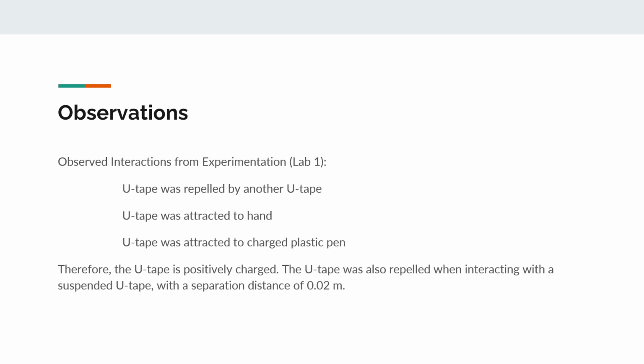Some observed interactions from the experimentation process for Lab 1 include that the U-tape was repelled by another U-tape, and the U-tape was attracted to the charged plastic pen, that therefore showed that the U-tape was positively charged. It also repelled when interacting with the suspended U-tape, that gave a separation distance of 0.02 meter.